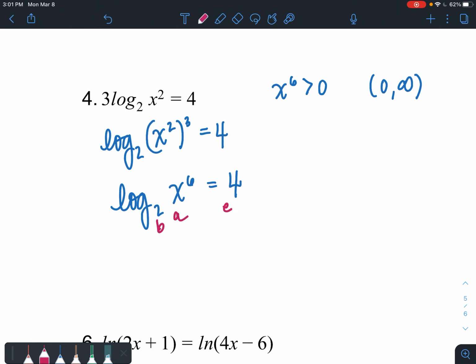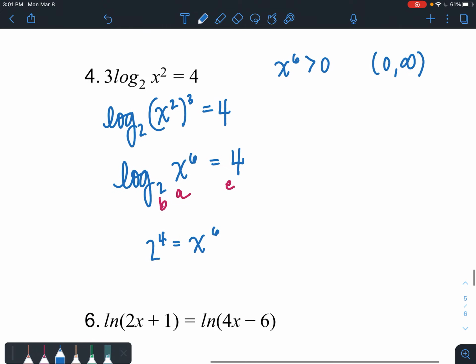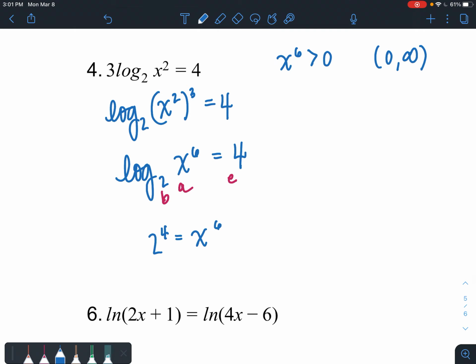I'm going to base this. So I have 2 to the 4th equals x to the 6th. Solving, we get 16 equals x to the 6th, and we take the 6th root of both sides. We get x equals the 6th root of 16, which is still within our domain.